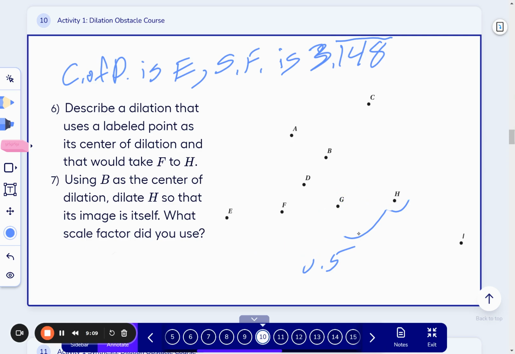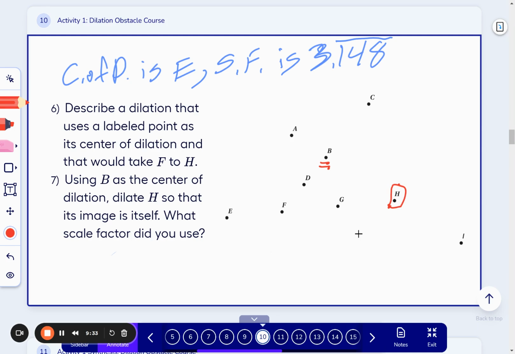At any time, you can always rewind, pause, and look back and see if I erased something too fast. So let's look at number 7. Using B as a center of dilation, dilate H so that its image is itself. So B is our center of dilation. We want to dilate H so that it ends up on top of H.